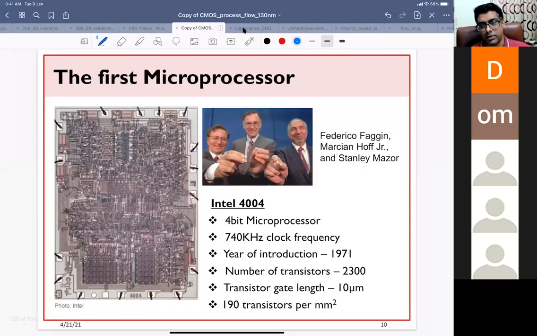To give an example, if I look at the first microprocessor, which was made in 1971, I have a 4-bit microprocessor which has a clock frequency of 740 kilohertz. The number of transistors is 2,300, and gate length was 10 micrometer. And if you look at the number of transistors per millimeter square of area, I have around 190 transistors per millimeter square. This is the first microprocessor, in 1971.